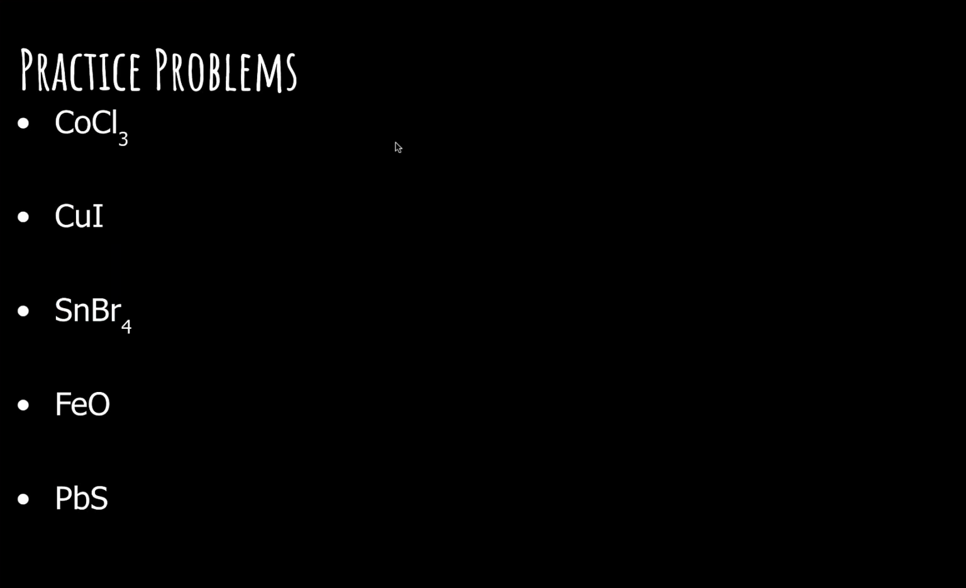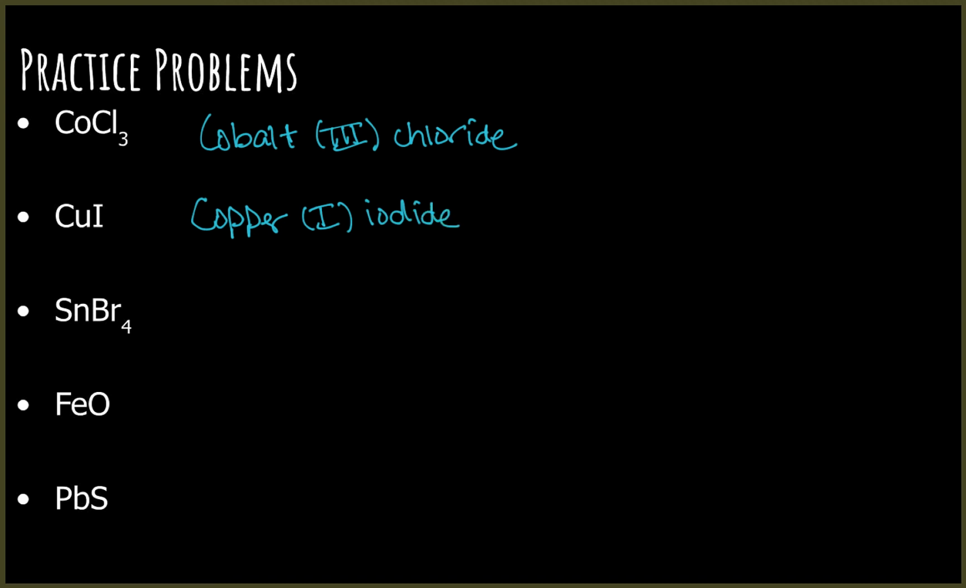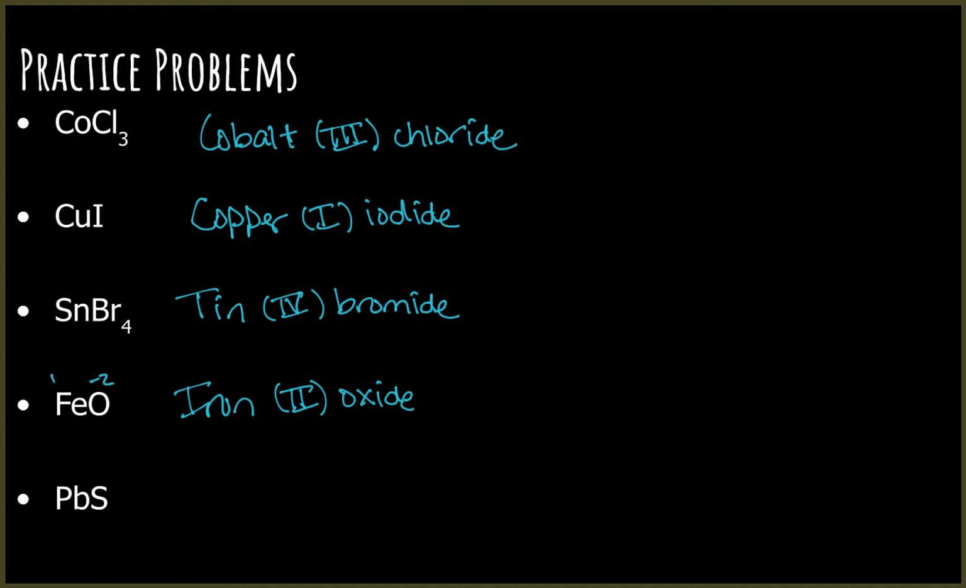Okay, so just like last time, pause the video for a minute, try some practice problems, then come back and check them. So the first one, cobalt 3 chloride. Next one would be copper 1 iodide. Tin 4 bromide. Iron 2 oxide. So again, oxygen's a -2, so that means this would have to be a +2.